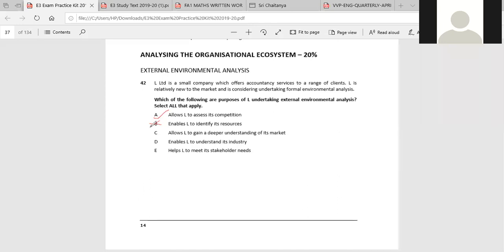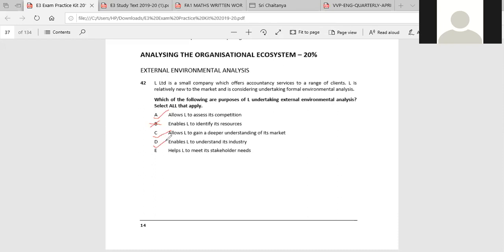Allows L to gain a deeper understanding of its market. Market is external again. So C should be taken. Enables L to understand its industry also is right, because they are part of the industries. That is also an external factor.